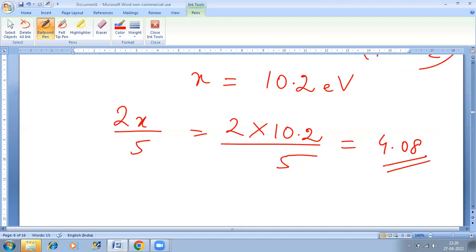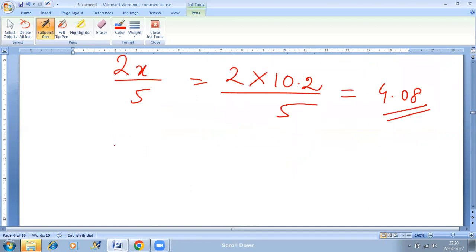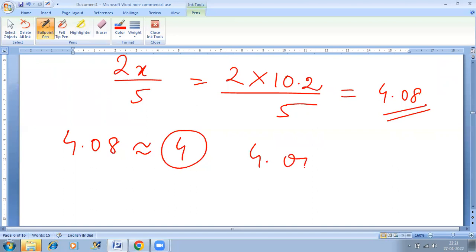But then in the question, they have mentioned the word approximate. What have they said? They said that 4.08 needs to be rounded off. Now, how do we know that it needs to be rounded off? Because they've said that it has an approximate value of. Whenever the word approximate is used, that means rounding off needs to be done. 4.08 will be rounded off to 4, and hence 4.00 will be the final answer.